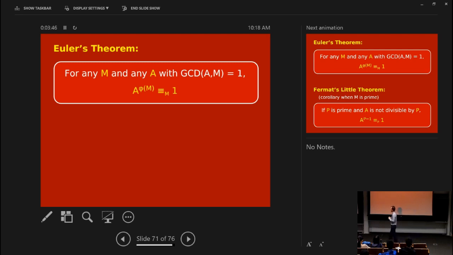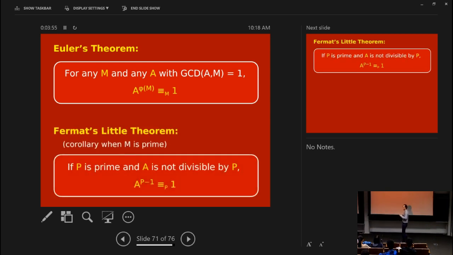OK, this is a nice fact. And I think, as you'll see next time, it helps you with understanding exponentiation mod number m. It has a corollary, which is quite simple and nice. It's called Fermat's little theorem.